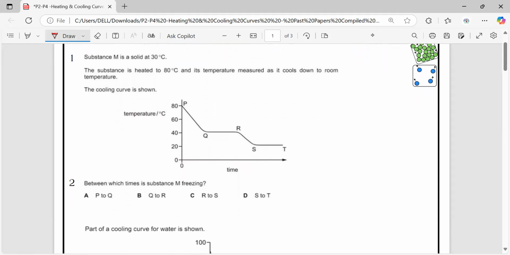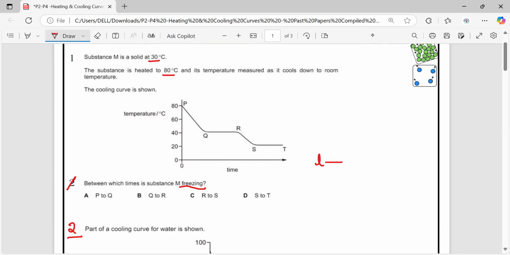The first question is, substance M is a solid at 30 degrees Celsius. A substance is heated to 80 degrees Celsius and its temperature measured as it cools down to room temperature. The cooling curve is shown. So, this is a cooling curve and the substance M is solid at 30 degrees Celsius. Now we have to see the question. You have to read the question very, very carefully. These are the options, between which times is the substance M freezing. So we have to see where it is freezing.